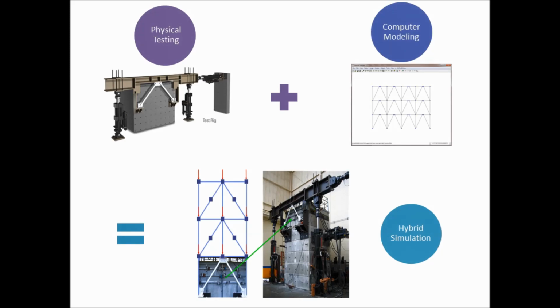Hybrid simulation is a structural testing technique that combines physical testing and computer modeling, offering a more efficient and affordable way to examine how structural systems respond to realistic dynamic loading. Rather than test a complete structure on a large-scale physical test rig, hybrid simulation instead suggests modeling the complete structure while physically testing only a portion.